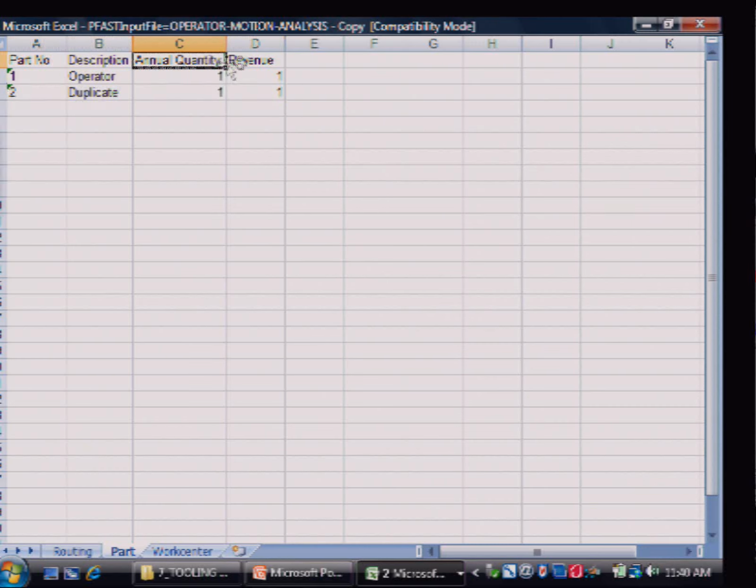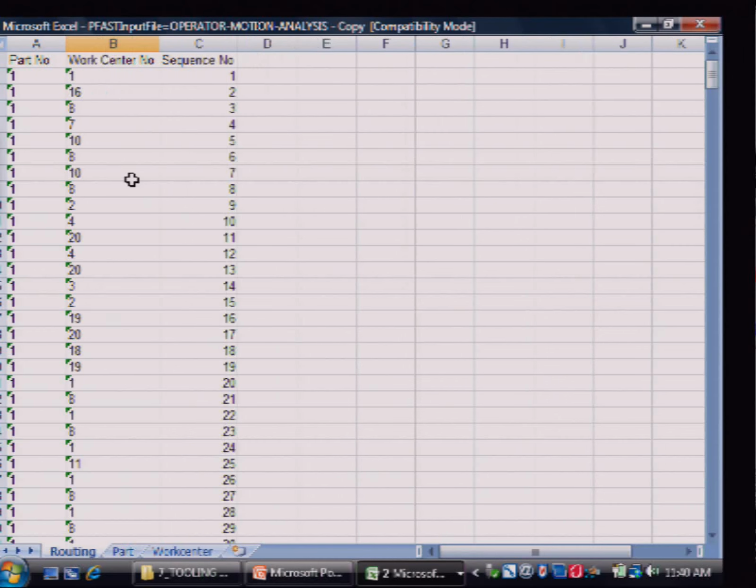And again, quantity and revenue don't matter. All that we're doing is using FAST to produce a from-to chart for the operator's movement path. This is something I had shown in the PDF file, but it will become clearer now. So here, 3 columns. This is the standard routing spreadsheet in the FAST input file.